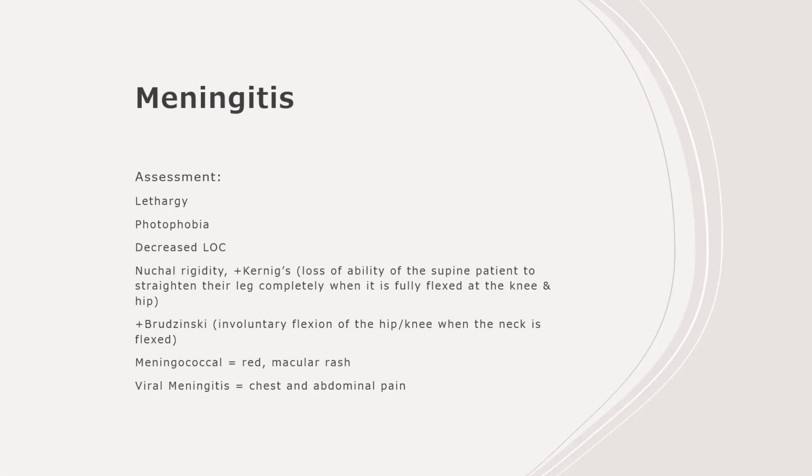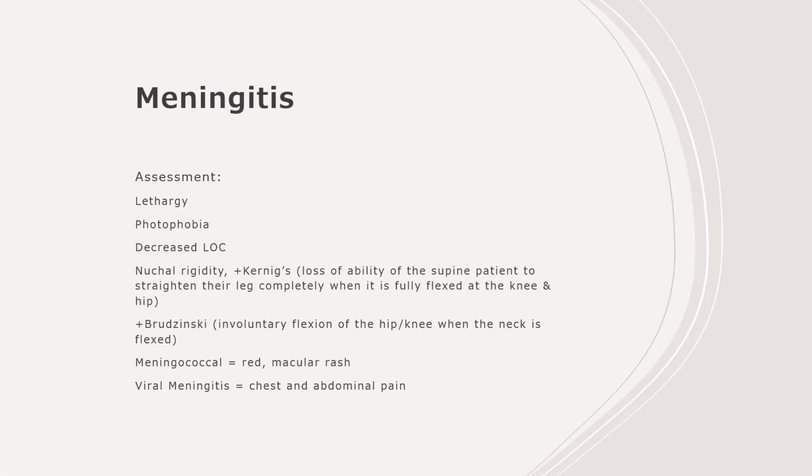Positive Brudzinski sign. Gotta love the name of some of these scientists. It's an involuntary flexion of the hip and knee when the neck is flexed. So the neck gets flexed up, and all of a sudden we have what's called a knee jerk reaction, where the knee begins to flex. And this is a sign of cerebral irritability.